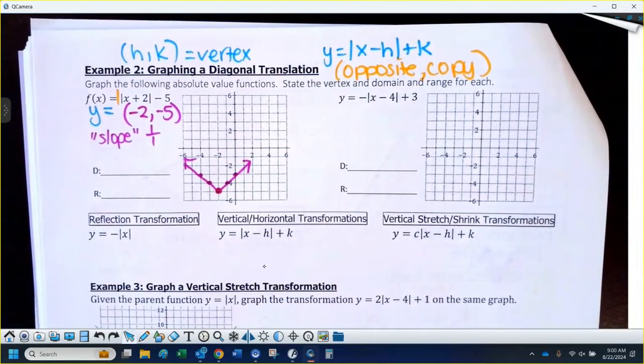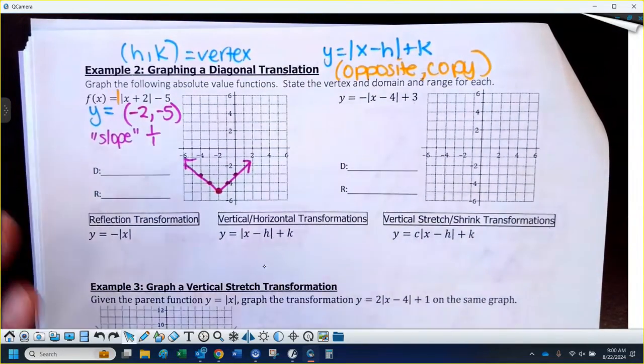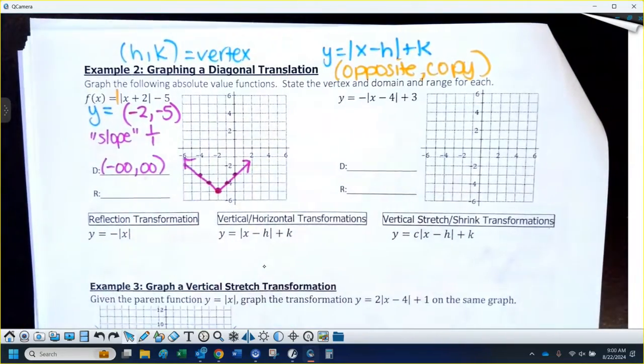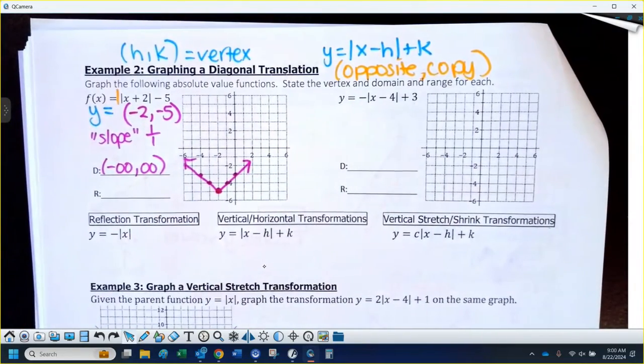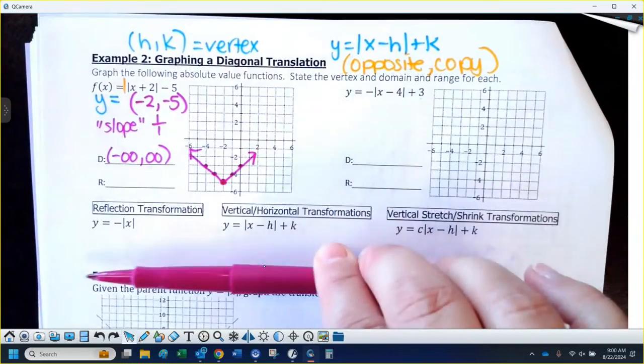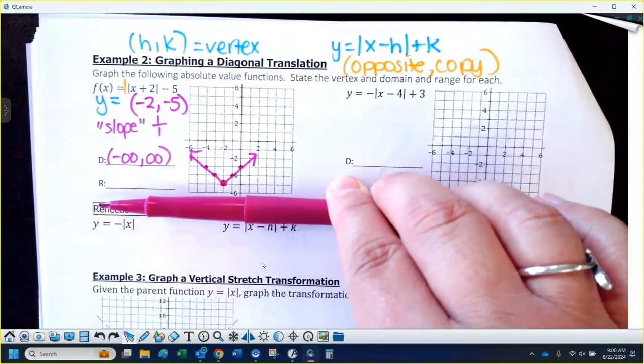When you look at the domain, it doesn't even matter that it's an absolute value graph: one side of that V will point to the left forever, one side will point to the right forever. You'd cover the entire x-axis. The range is what you've got to think about for a second. If I'm coming from the bottom to the top trying to trace this graph, what's the first y value you touch?